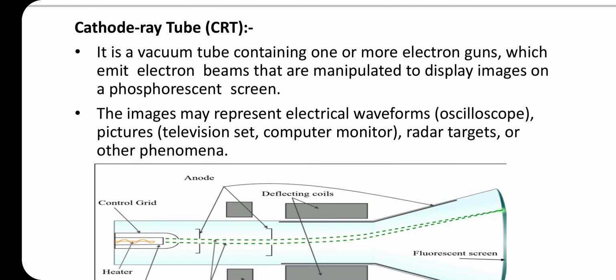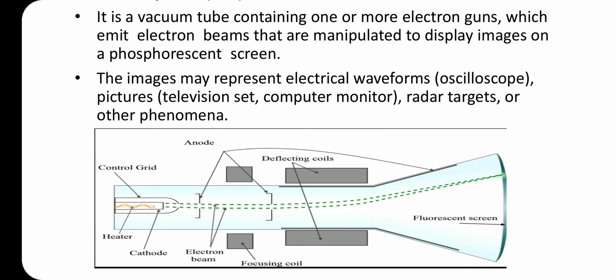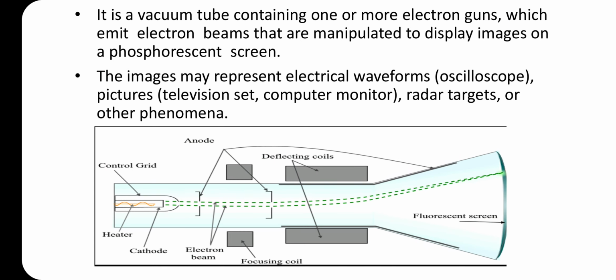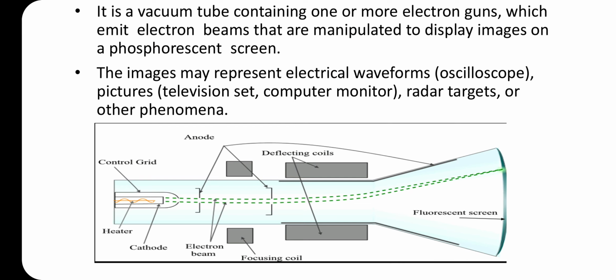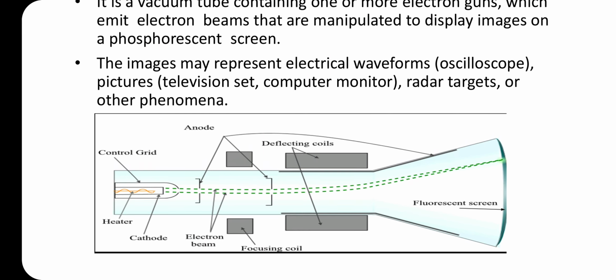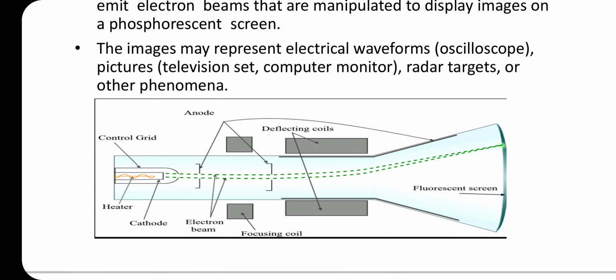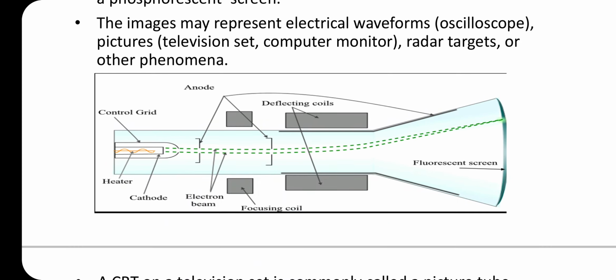CRT, cathode ray tube. It is a vacuum tube containing one or more electron guns which emit electron beams that are manipulated to display images on a phosphorescent screen. The images may represent electrical waveform, that is oscilloscopes, picture, television set, computer monitor, radar target or other phenomena. This is the diagram of CRT.